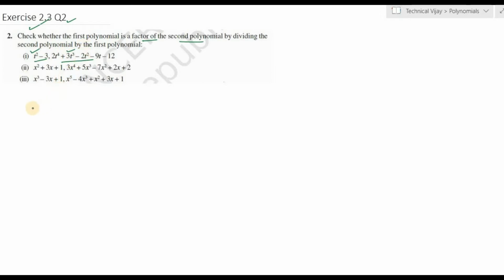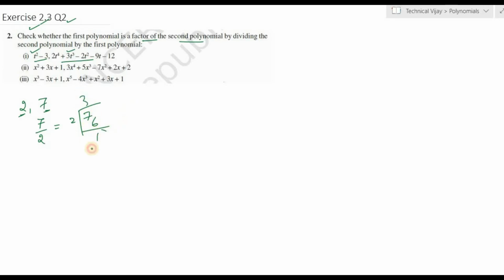So how to check it? For that, suppose if 2 and 7 are there, whether this is a factor of this one or not, how are we going to check? Suppose 7 divided by 2. Then 2 times 3 is 6. The remainder will become 1.